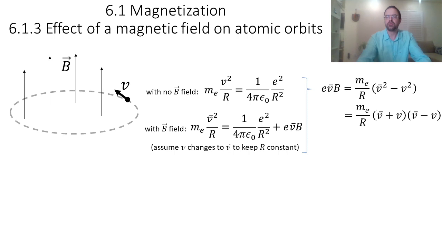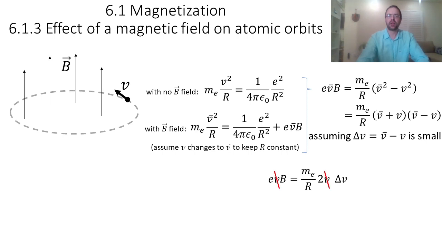And now it's reasonable to assume that v and v bar are almost equal to each other. Right? The delta v, which is v bar minus v, is very small. So e v bar B is similar to e v B. Then we have m_e over r. Then v bar plus v is similar to 2v. And v bar minus v is delta v. Then the v cancels out. And we obtain delta v equal eBr over 2m_e, which is larger than 0.